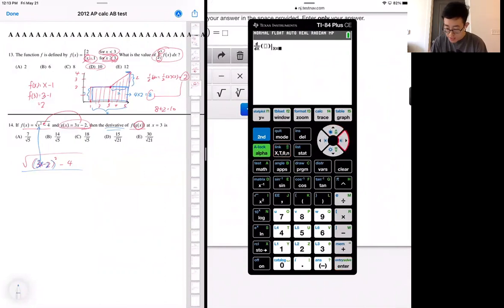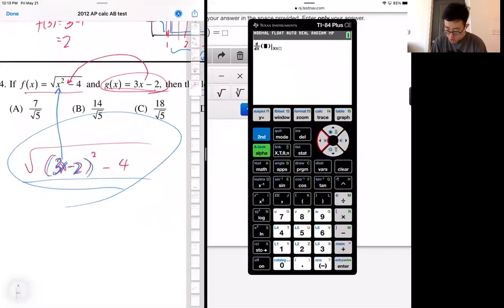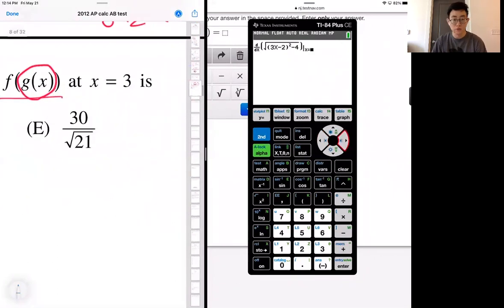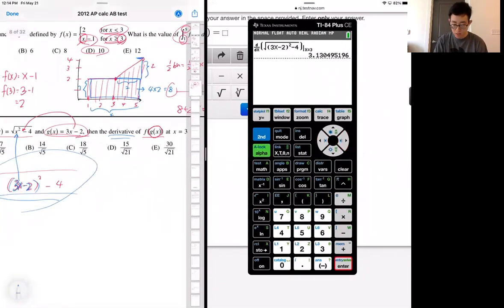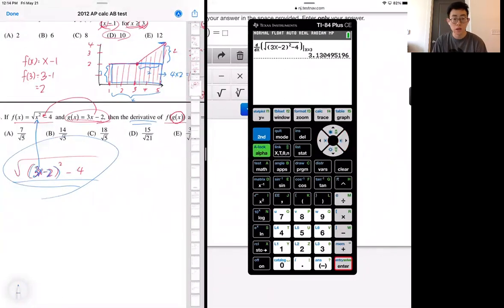I am going to use x, and I am going to type in the function that's provided for us right there: square root of 3x minus 2 squared minus 4. Oops, that's my fault, minus 4, the whole thing inside the square root. They ask you to give an input of x equals certain values. Well, they tell me that x equals 3. So I just pop that right in, and it's 3.13.